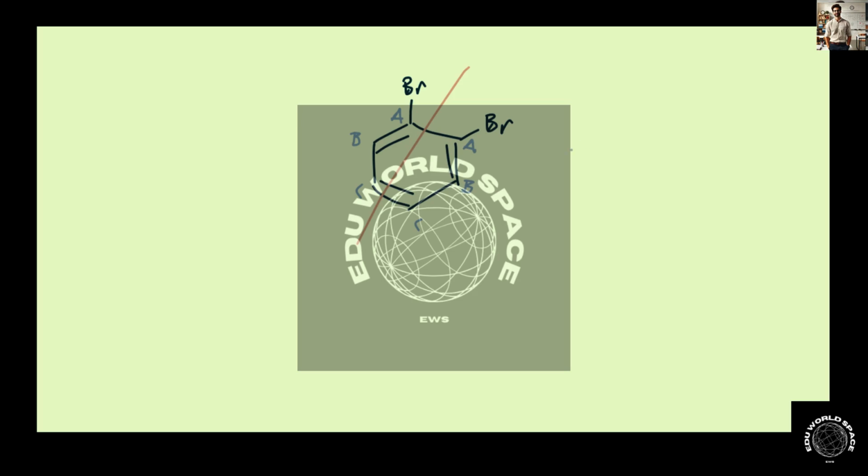Right? So we should expect 3 signals. That's going to be true for CNMR. It's going to be true for DEPT 135, which is just a specific type of CNMR. But nevertheless, we'll get 3 signals.